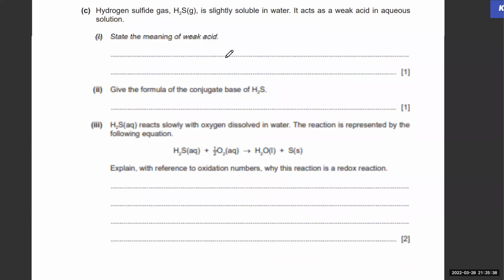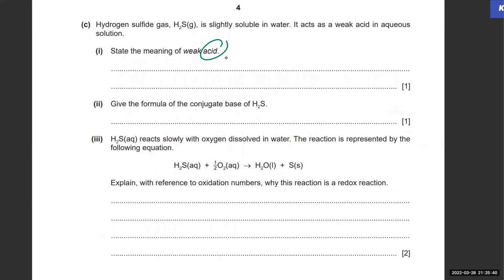Now state the meaning of the term weak as well as acid. Acid is a proton donor. Weak means it partially ionizes. So a weak acid is a proton donor which partially ionizes.